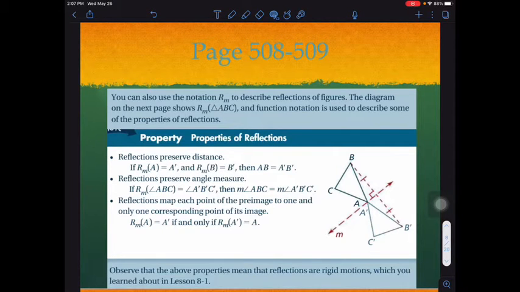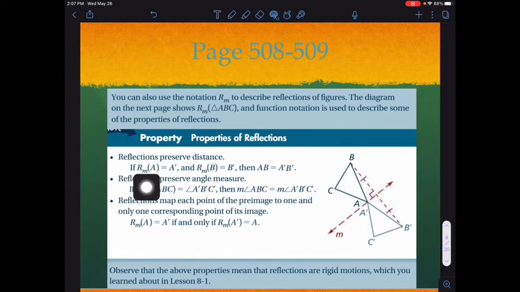Section 8.2, Example 2 on pages 508 and 509. You can also use the notation reflection over line M to describe reflections of figures. The diagram on the next page shows the reflection over line M of triangle ABC, and functional notation is used to describe some of the properties of reflections. So we have, reflections preserve distance.